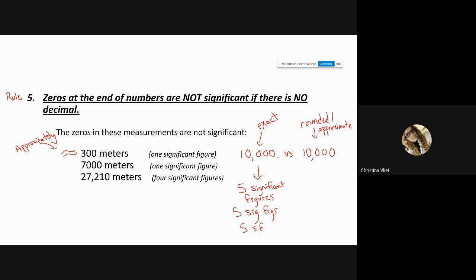Right, 10,000 here with no decimal. How many significant figures? 1. Because either all of these zeros matter or none of them. So this is 1 significant figure, or I'm just going to say 1 sig fig now because you know what I mean. Only the 1 matters.